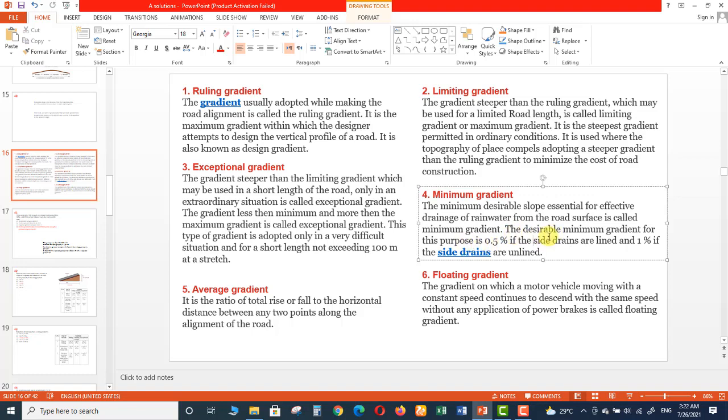If the side drains of the road are already lined, then we will use 0.5% as the gradient. If the side drains are unlined, then we will use 1% as the minimum desirable gradient.